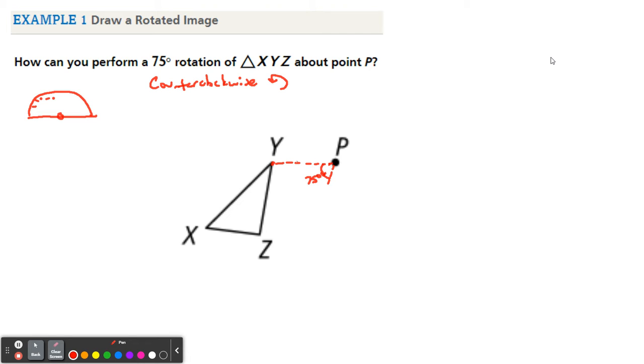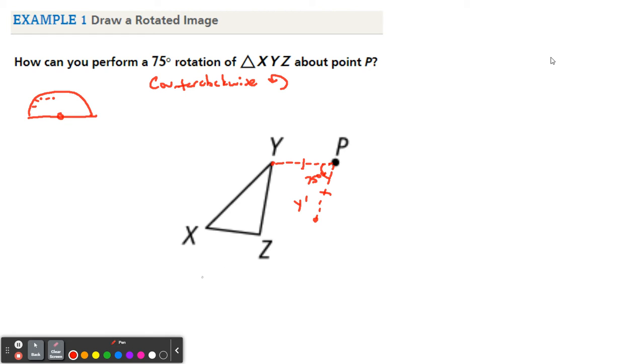And again, the distance from Y to P has to be the same as Y prime to P. So I want to try to estimate that distance, and I'll say it's right there. There's going to be Y prime. So those two distances are congruent, and that's a 75 degree angle.